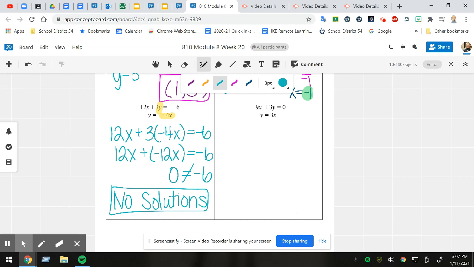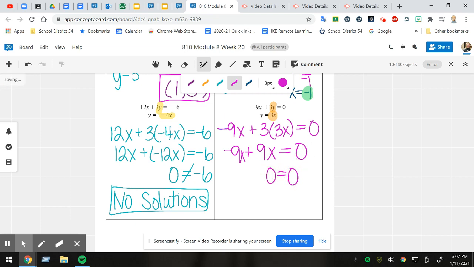All right, let's try another one. Last one. Here's my y value. I'm going to substitute it in. So I have negative 9x plus 3 times 3x. So I'm going to multiply 3 times 3x, which is 9x. Look on the left-hand side. Negative 9x plus 9x is 0. And the right side, I have 0. So again, my variables cancel out. But this time, the left and the right side do equal each other. 0 equals 0. So this is infinite solutions.